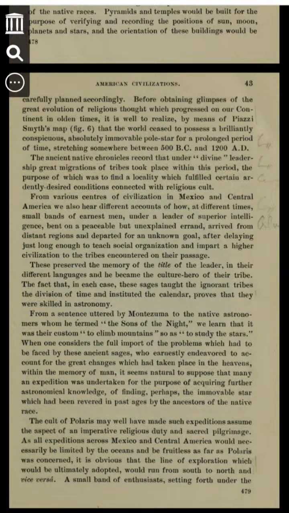When one considers the full import of what was to be faced by these ancient sages who earnestly endeavored to account for the great changes which had taken place in the heavens within the memory of man, it seems natural to suppose that many an expedition was undertaken for the purpose of acquiring further astronomical knowledge, of finding perhaps the movable star which had been revered in past ages by ancestors of the native race.